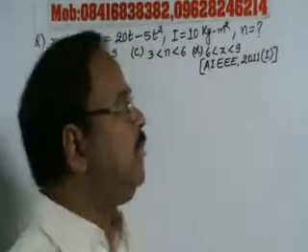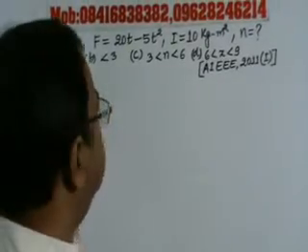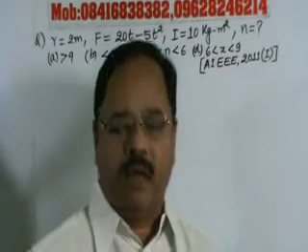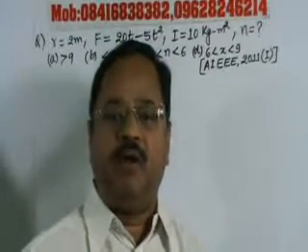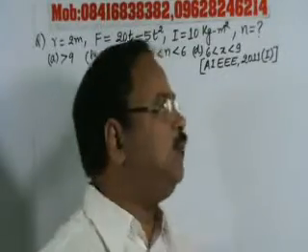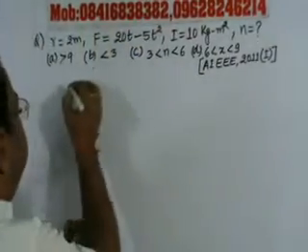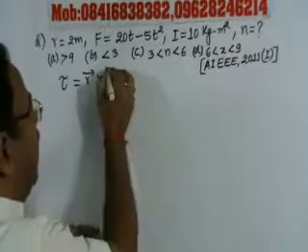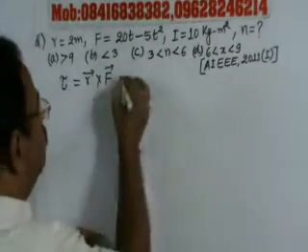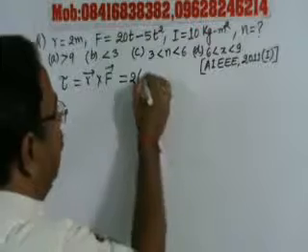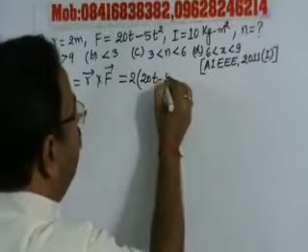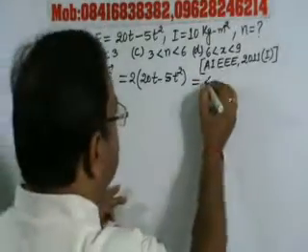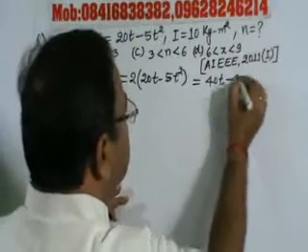What is given here? This force is applied tangentially. Tangentially means the line of action of force is at an angle of 90 degrees, always perpendicular to the axis of rotation. So we have torque tau equal to r cross F, and here sin theta is 90 degrees, which is 1. The radius is 2 meter and the force is 20t minus 5t square. So tau will be 40t minus 10t square.